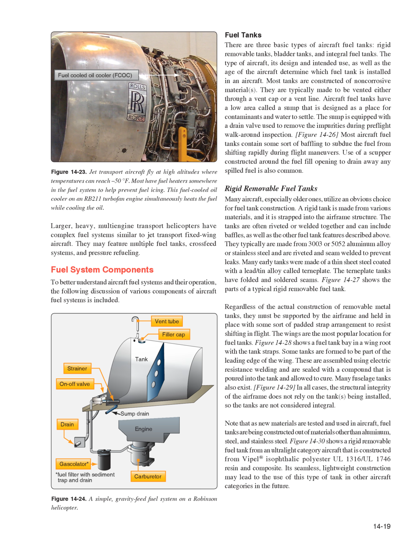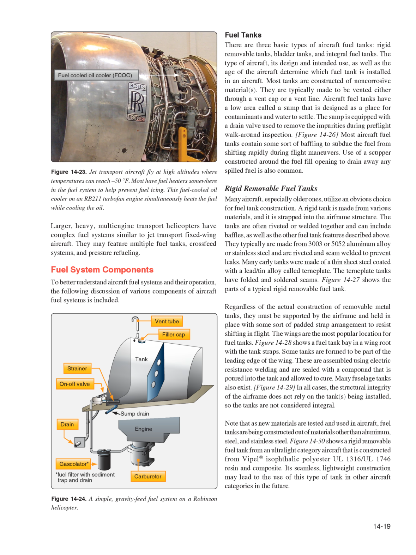Fuel system components. To better understand aircraft fuel systems and their operation, the following discussion of various components of aircraft fuel systems is included. Fuel tanks. There are 3 basic types of aircraft fuel tanks: rigid removable tanks, bladder tanks, and integral fuel tanks. The type of aircraft, its design and intended use, as well as the age of the aircraft determine which fuel tank is installed in an aircraft.